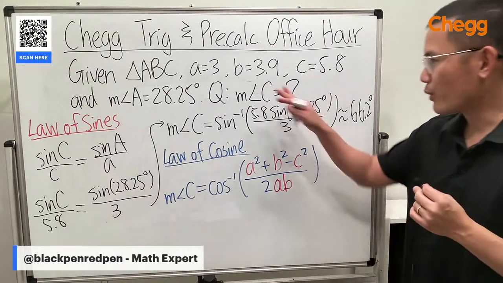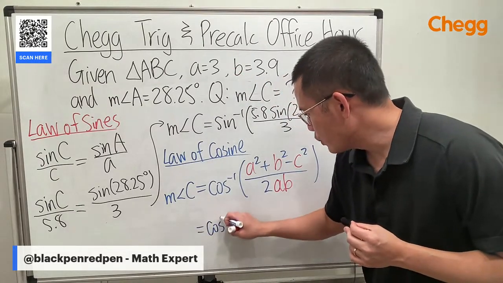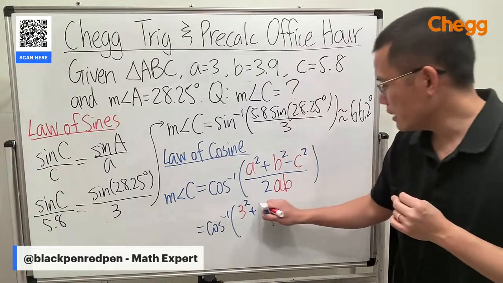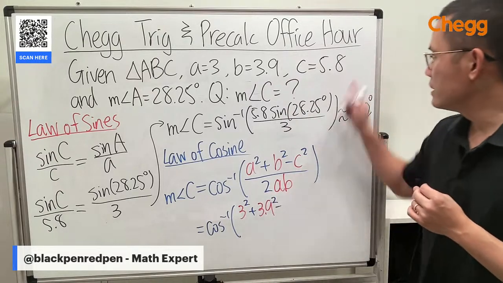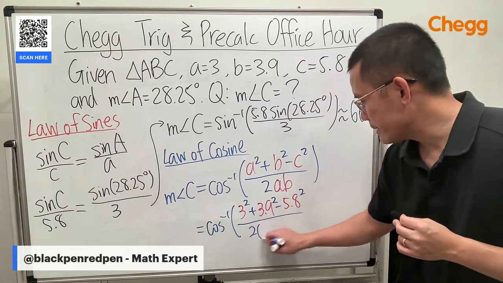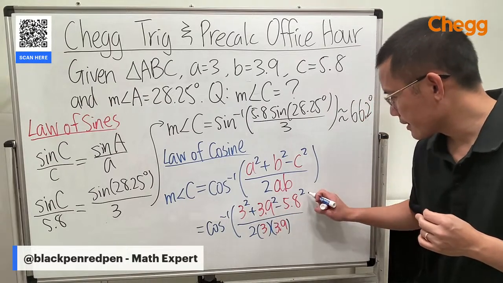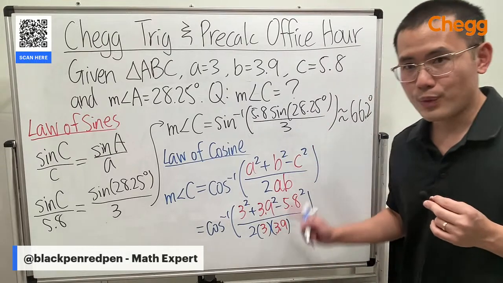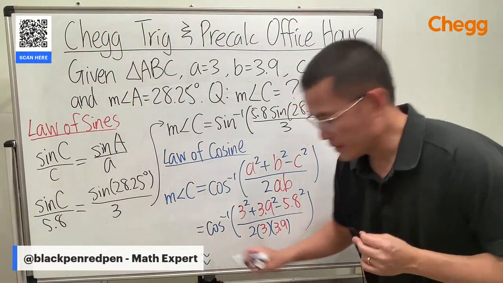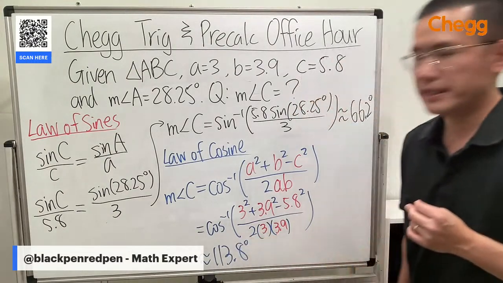All right, now check this out. If I throw in the numbers, little a, little b, and little c into here, we will get the inverse cosine of little a is 3, so 3 squared, plus little b is 3.9. Little c, which I told you right here, 5.8 squared, over 2 times ab, which is 3 and 3.9. For this one right here, you get approximately 113.8 degrees.